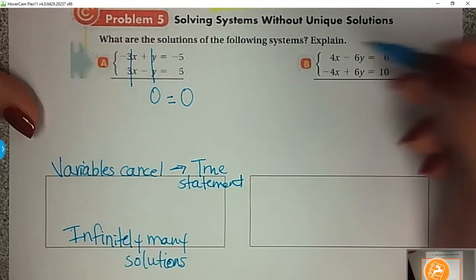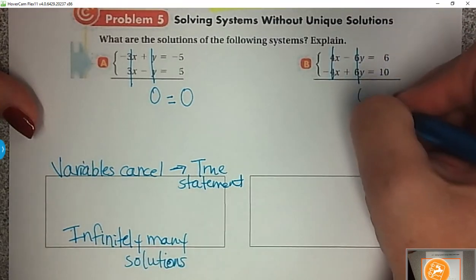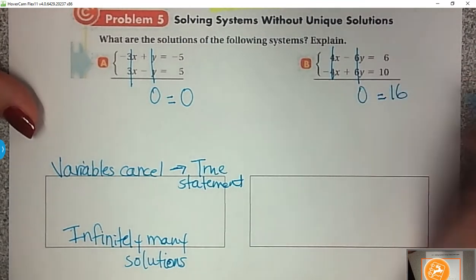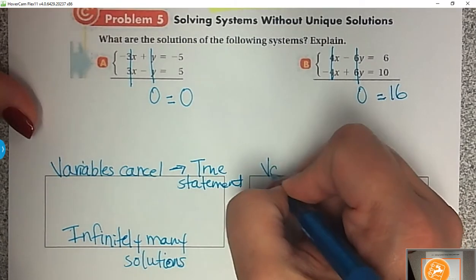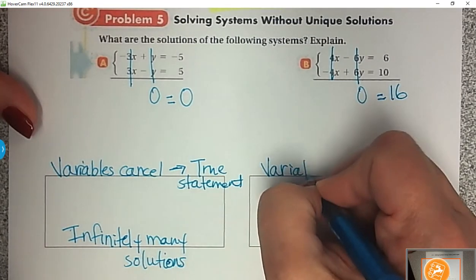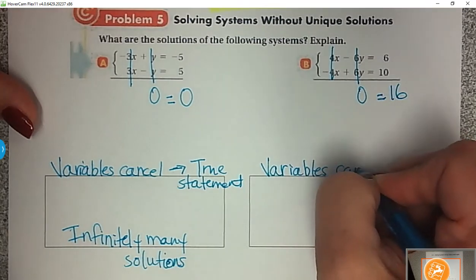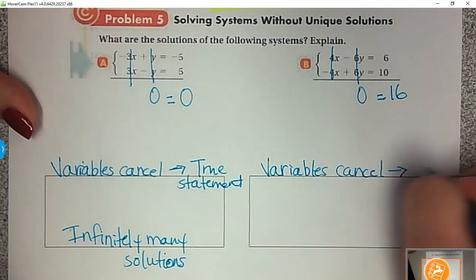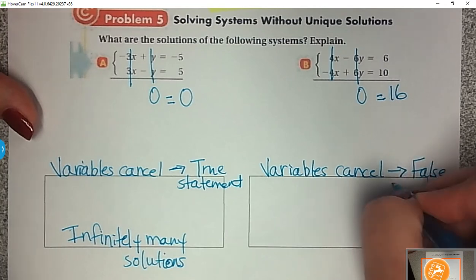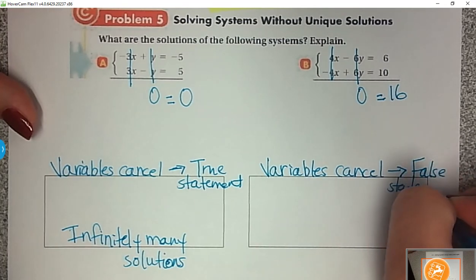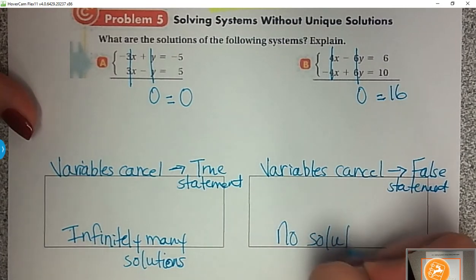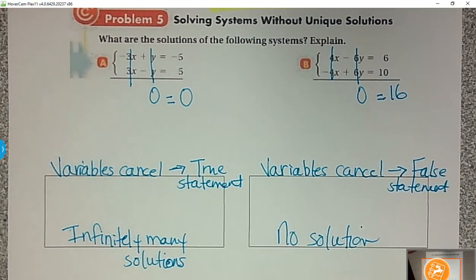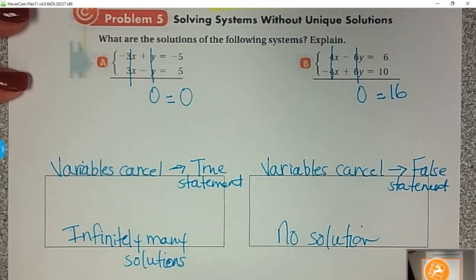For this one over here, once again, my variables cancel, giving me 0, but on the other side, I get 16. Well, 0 never equals 16. So when you have a case where your variables cancel, but you end up with a false statement, this is when you would have no solution. If you solved this one by graphing, you would actually end up with a set of parallel lines.